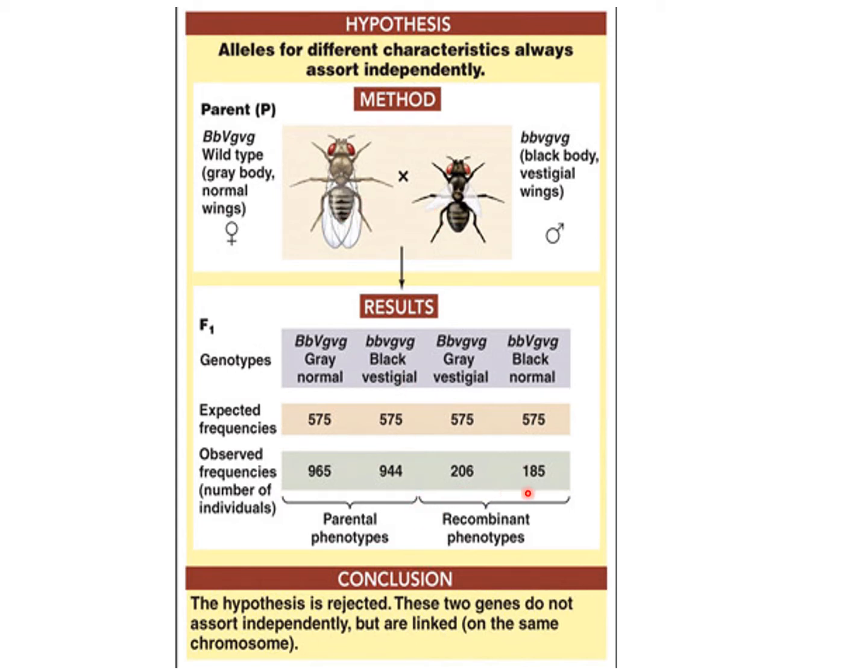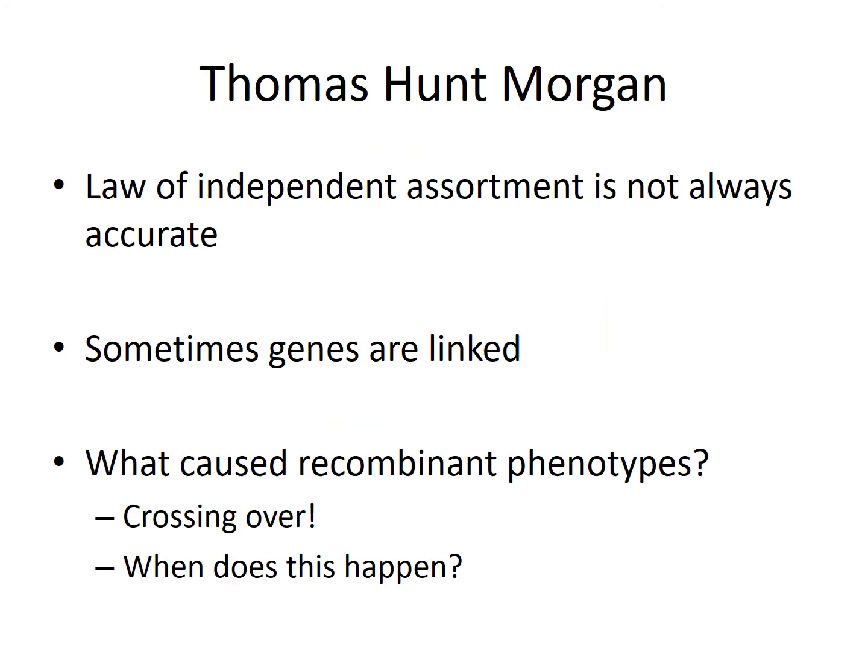But there were also some recombinant phenotypes, where you had the gray body mixed with the vestigial wings and the black body mixed with the normal wings. Realistically, we should have seen even numbers for all of these, but we saw more of the parental phenotypes being shown together and fewer of those recombinant phenotypes. So, in conclusion, Thomas Hunt Morgan started to realize, you know what, this is challenging this idea of independent assortment.